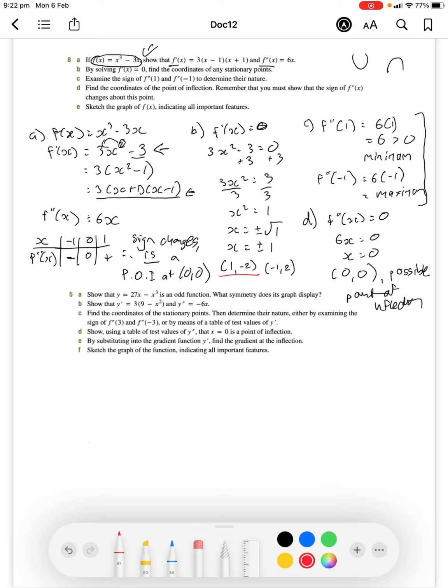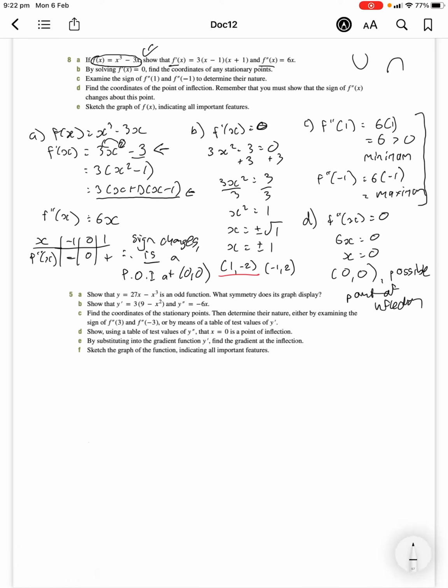I'm going to do this in red. Question 5, we've got A. Show that this here is an odd function. Now, to show whether a function is either even or odd, we're going to put f of negative x into my function: 27 times negative x minus negative x cubed.